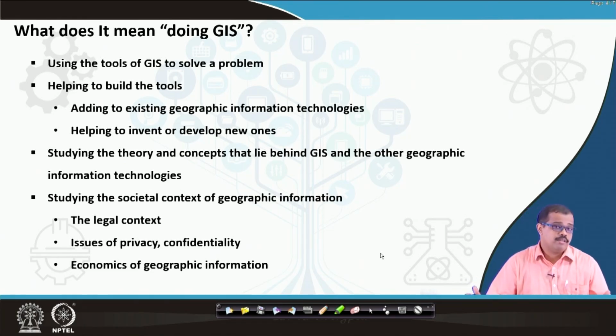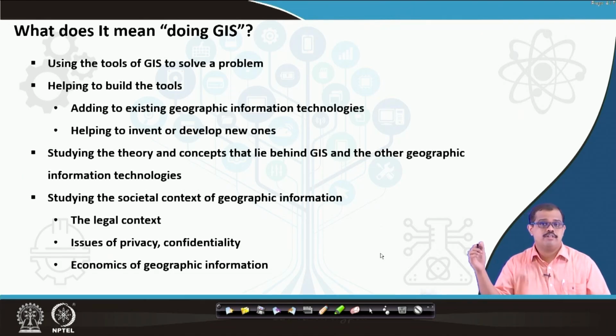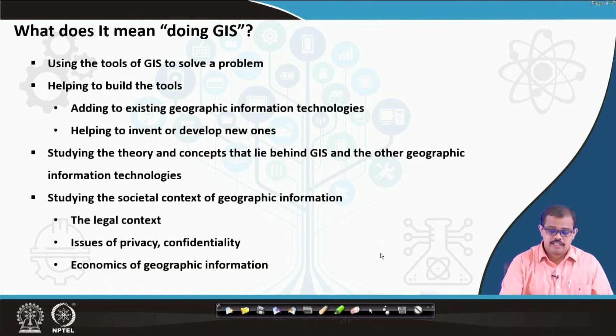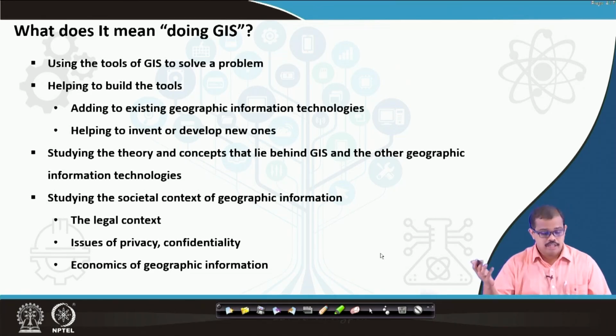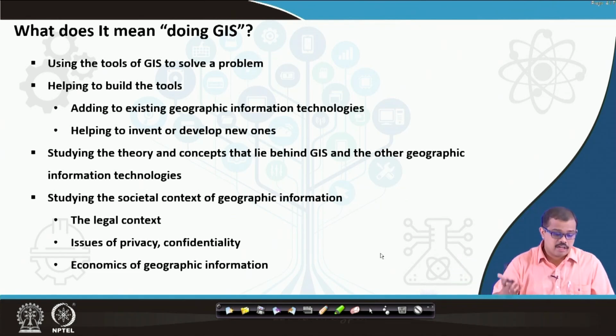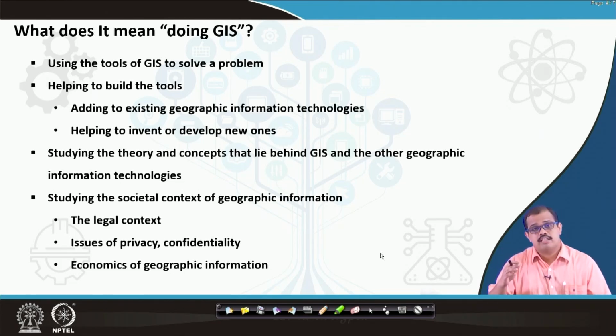You are studying the concepts, you are understanding the technologies behind it, you are understanding the science behind it, and probably you are getting more information about specific aspects of GIS. It also means you are doing GIS. It also means you are studying the societal context of geographic information systems. If you derive meaningful information that can help society in a much larger context, then you are also doing GIS. It may be in a legal context, it may be in issues of privacy, confidentiality, economics of geographic information. So all of these are using GIS for societal context.